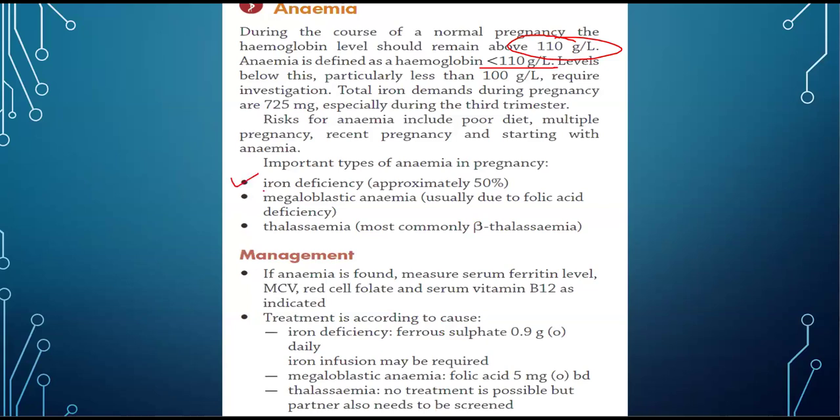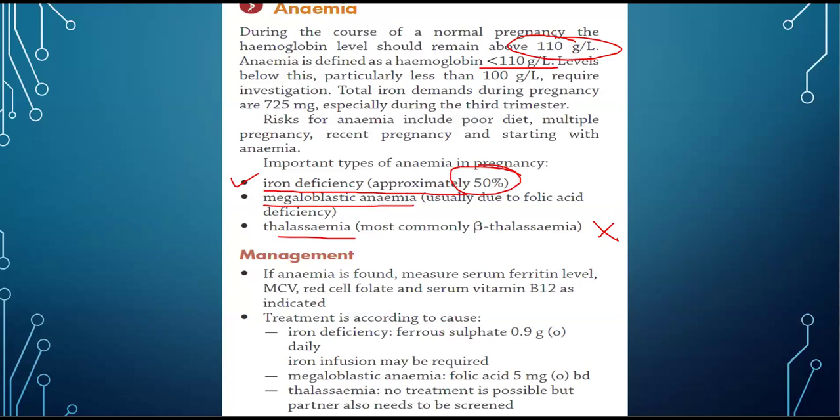The most common cause is iron deficiency anemia, about 50% of cases. Other than that, it could be megaloblastic anemia due to folic acid deficiency, or sometimes, less commonly, thalassemia. Thalassemia is not very common in Australia, so don't think thalassemia as your first cause. Okay.